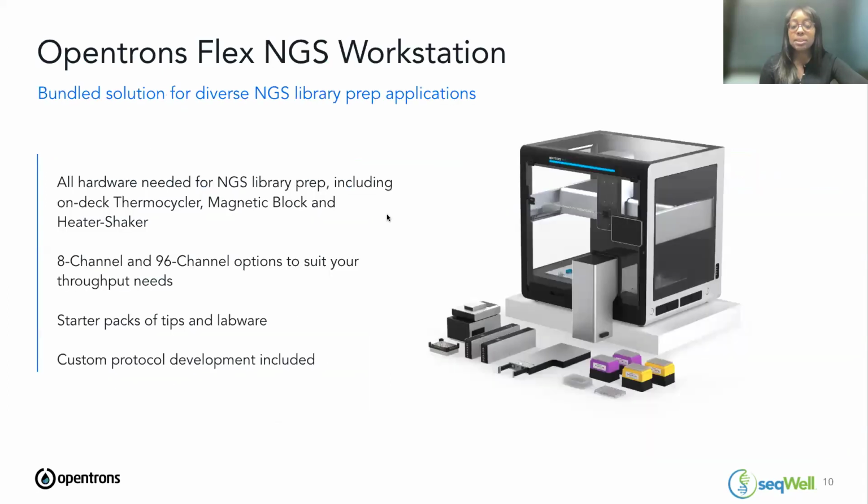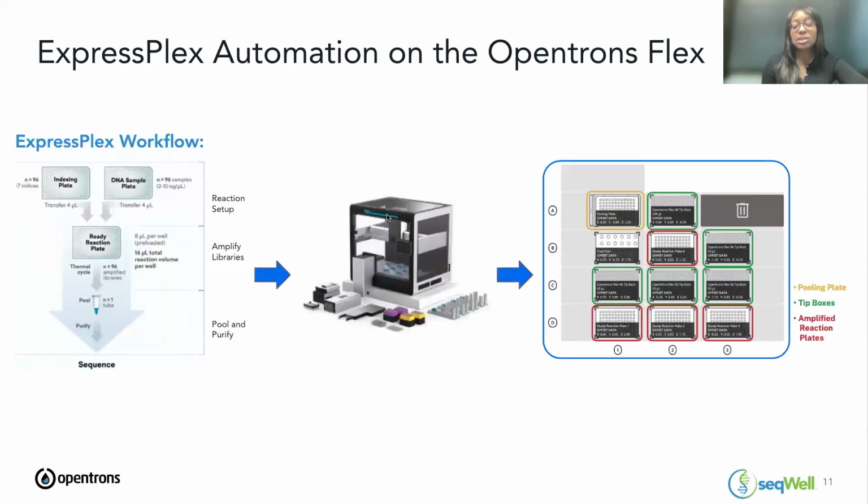So on the next slide, we can really zoom in on the components that we're going to be talking about that we utilized for this particular chemistry, the ExpressPlex chemistry. And what we see is that we used a P50 multi-channel pipette as well as a single P1000 pipette for pooling the samples together. And he really laid out the workflow, and we'll show a bit more about that on the next slide. But the workstation itself also has a lot of the components and labware that you'll need to get started. We also can include custom protocol development for NGS applications.